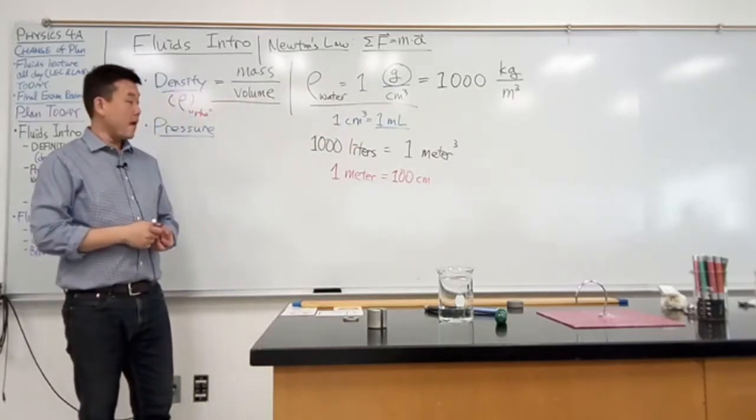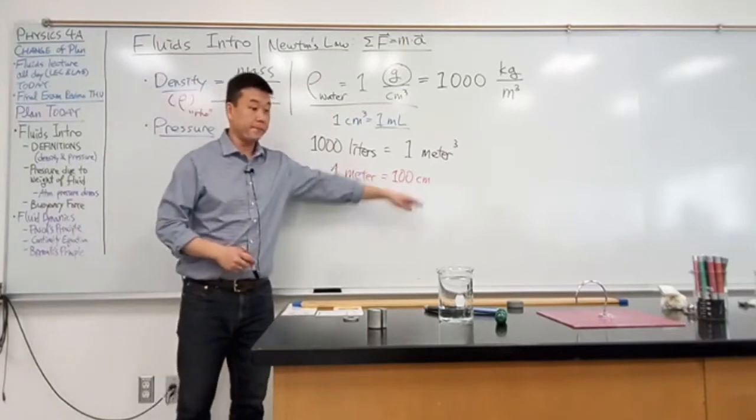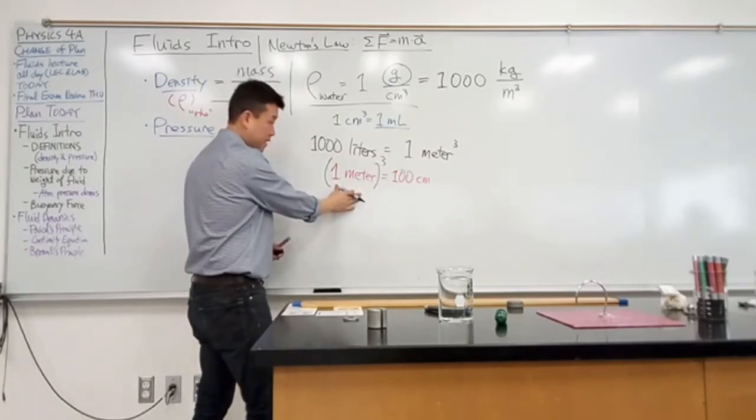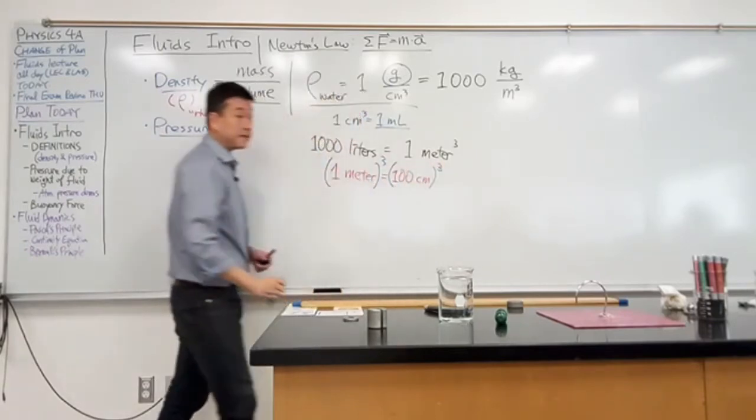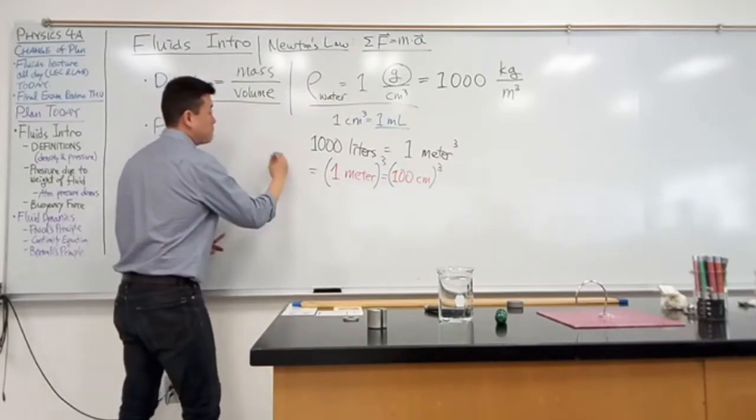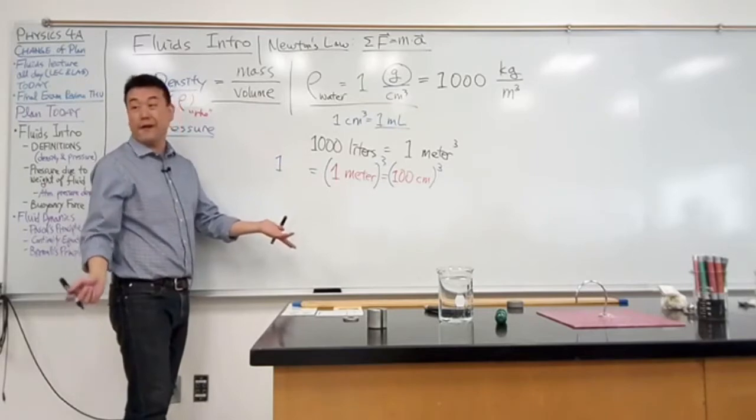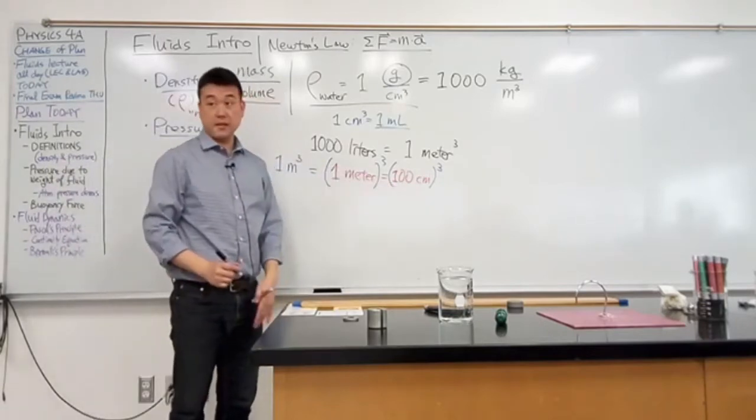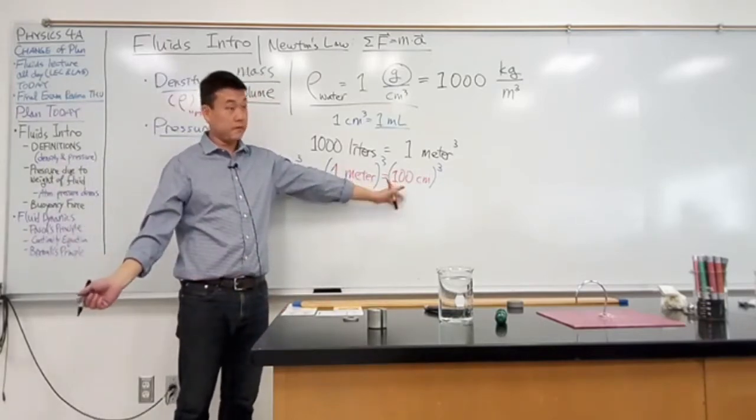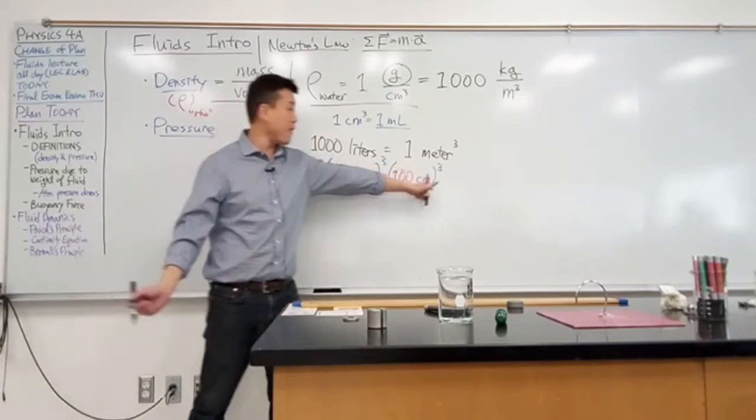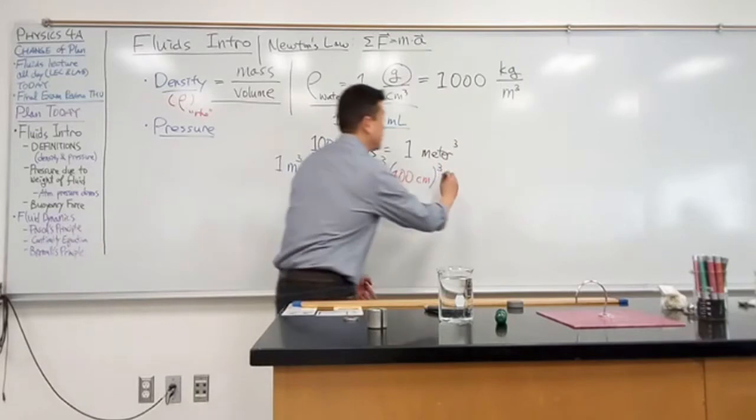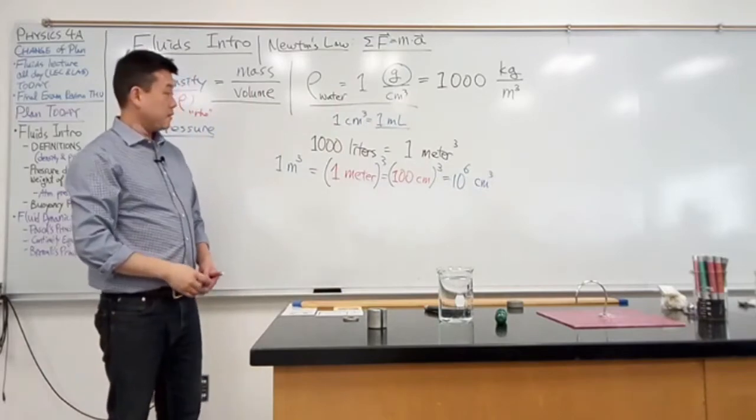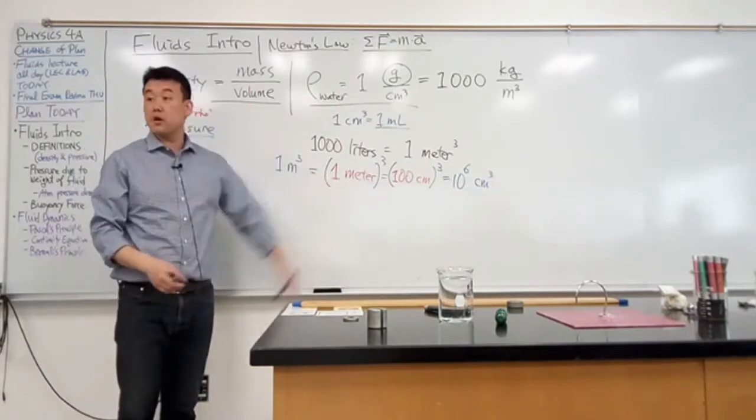And when you want to turn this into volume, what you are doing is you are cubing it. Take the cube of the left-hand side, and at the same time, take the cube of the right-hand side. Then the left-hand side becomes 1 cubed, well, that's just 1, times meter cubed. That's a cubic meter. The right-hand side becomes 100 cubed, 10 to the power of 2, raised to another power of 3. That's 10 to the power of 6 centimeters cubed. And so it comes down to a matter of a scaling relationship.